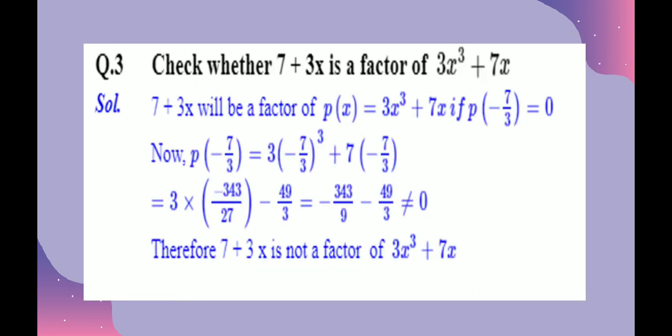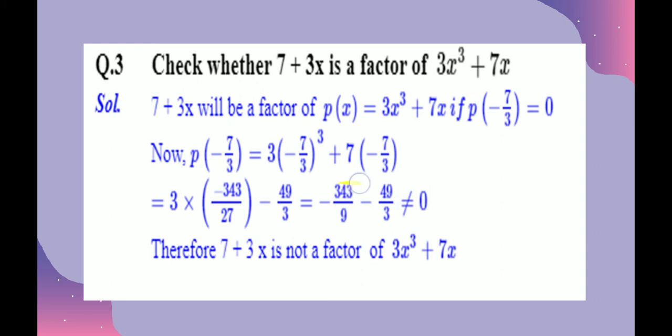Now, question number 3. Check whether 7 plus 3x is a factor of 3x cube plus 7x. 7 plus 3x will be a factor of p(x) equal to 3x cube plus 7x if p of minus 7 by 3 is equal to 0. So, we are replacing x by minus 7 by 3. Now, p of minus 7 by 3 is equal to 3 multiply (minus 7 upon 3) raised to the power 3 plus 7 multiply minus 7 by 3.